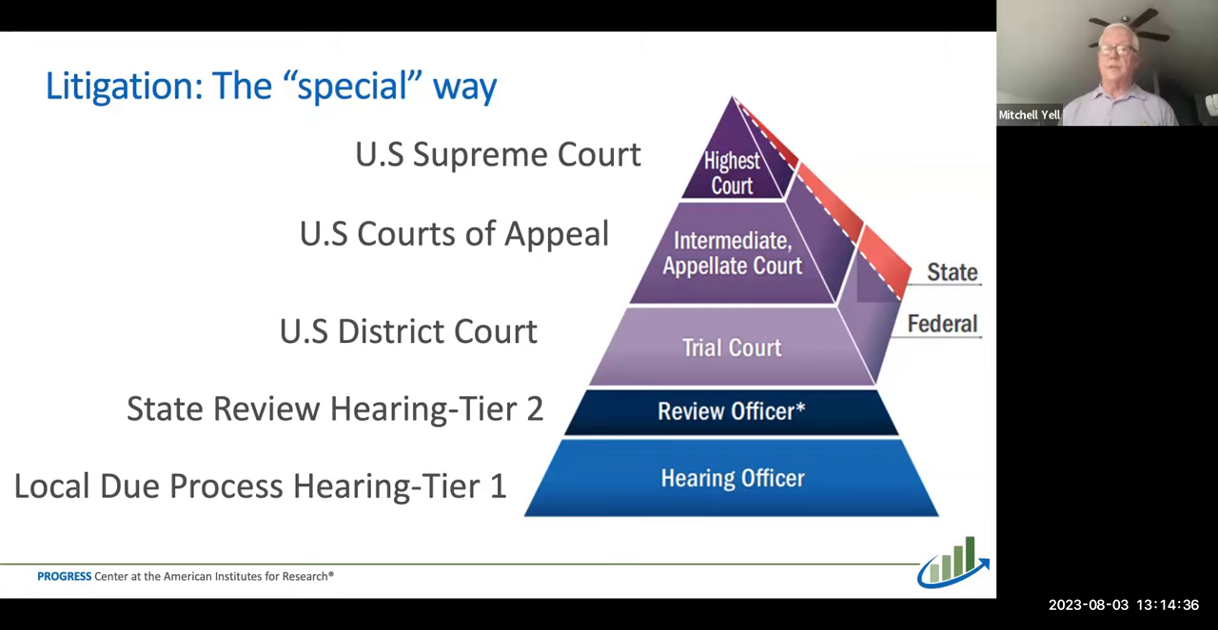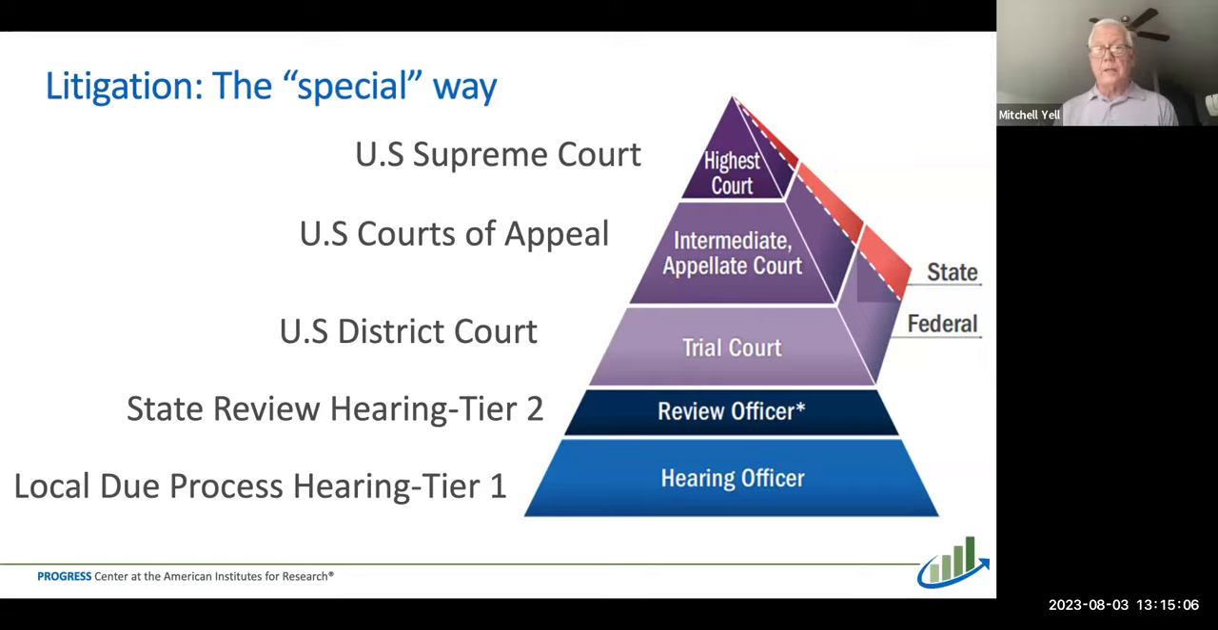And what we do is sit down and read the transcripts of the hearing and decide if the hearing officer made a correct legal decision. Now, if our decision is appealed, then it goes to the courts. So you have the trial court, which is the U.S. District Court, the Intermediate Appellate Court, which is the U.S. Court of Appeals, and eventually all the way to the highest court, the U.S. Supreme Court, which is called the Court of Last Resort, because you can't go any further than that.